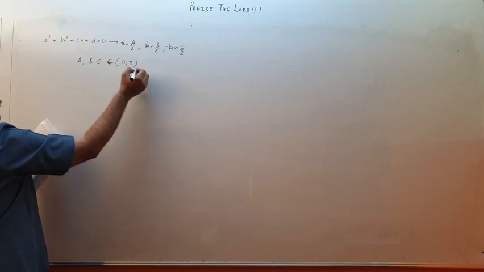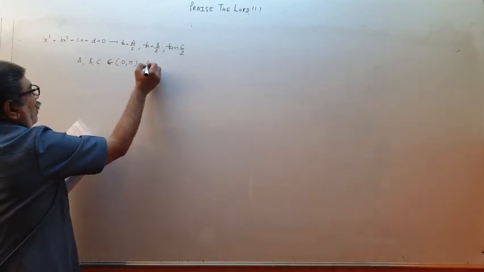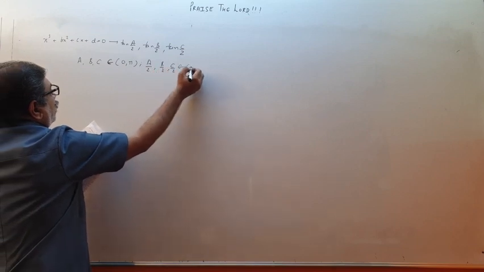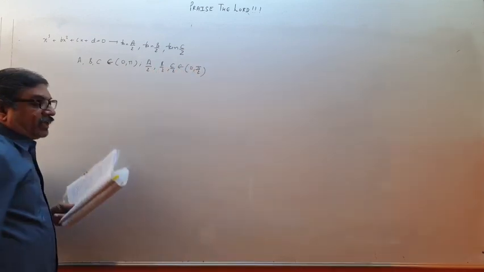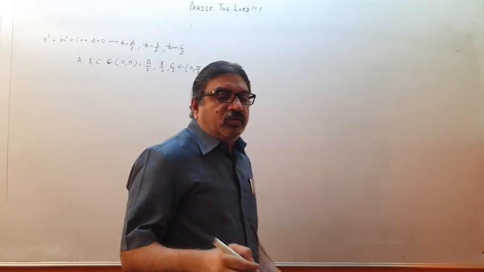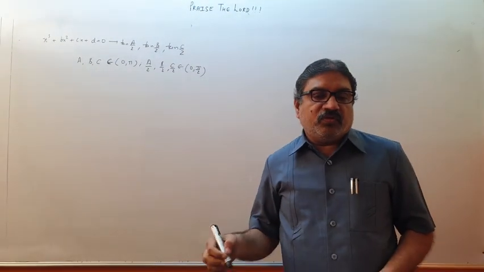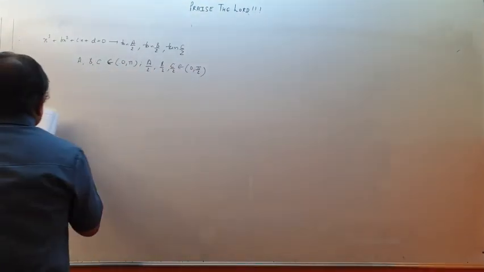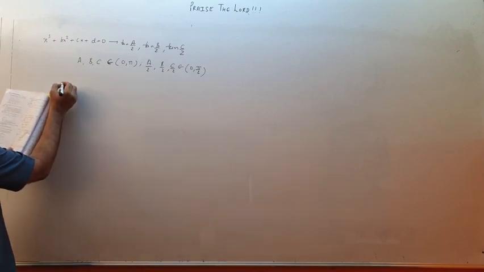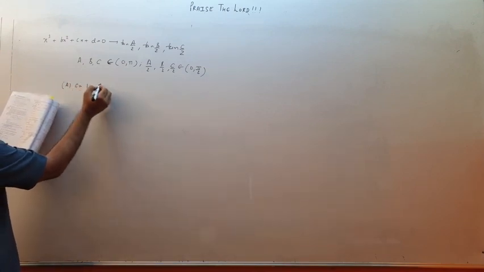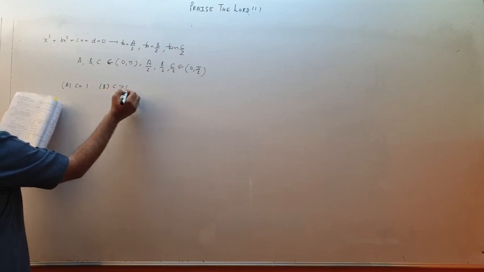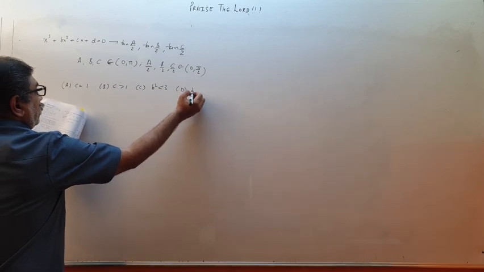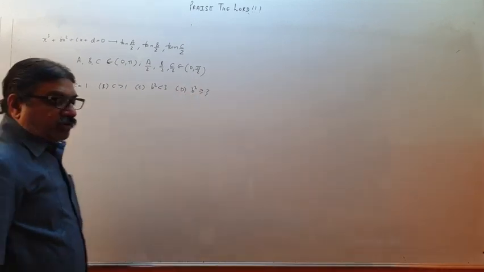They belong to 0 to pi, and A by 2, B by 2 and C by 2 will consequently belong to 0 to pi by 2. So they are acute angles, and therefore tan A by 2, tan B by 2, tan C by 2, which are the roots, are all positive, that we come to know. So what is being asked of us? Option A, c equal to 1. Option B, c greater than 1. Option C, b square less than 3. Option D, b square greater than or equal to 3. We have to check what is correct.